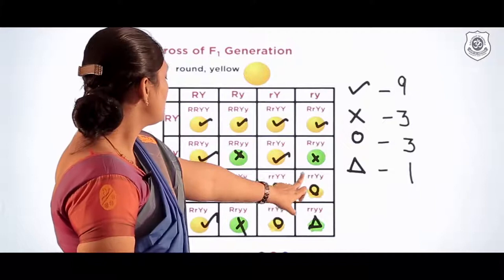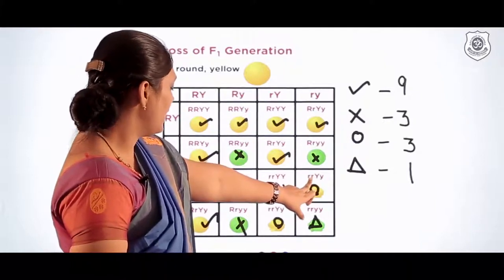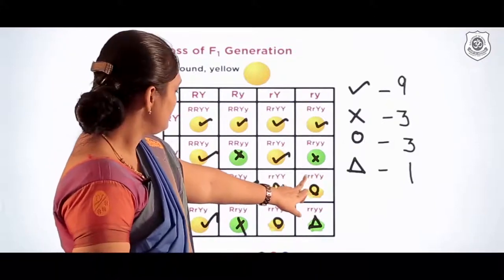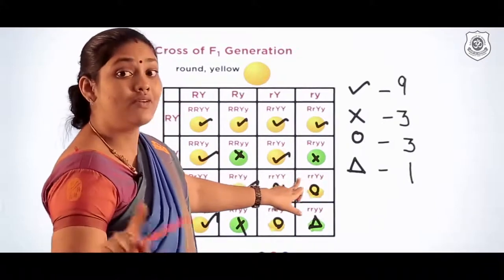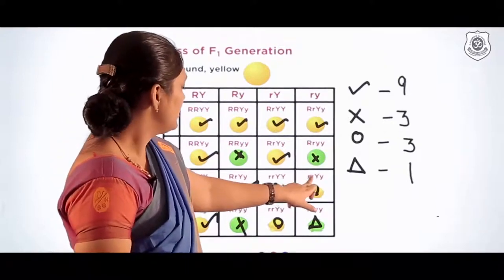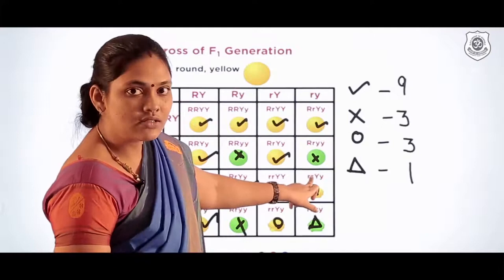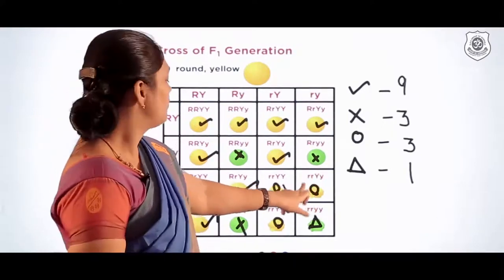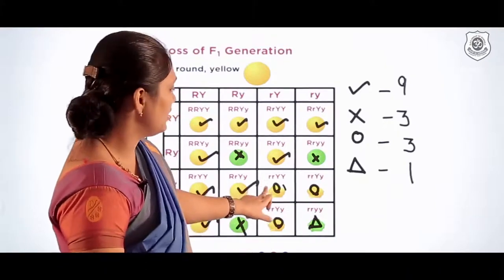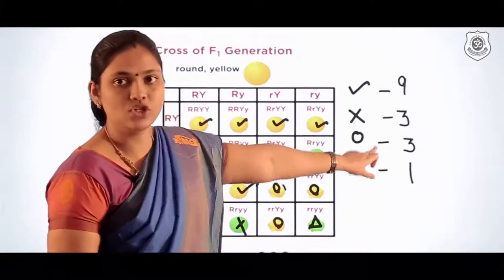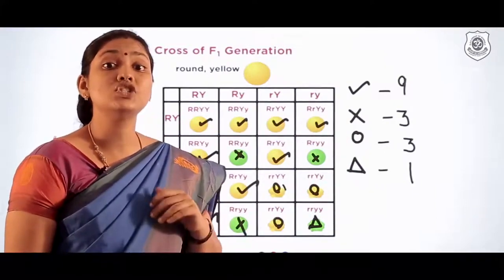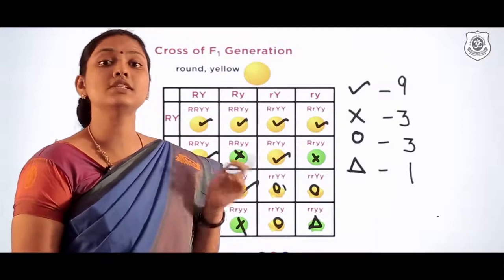Circle: small r, capital Y, small y. What is this, children? What could be the character or the phenotype out of it? Small r denotes the recessive shape, so it should be wrinkled. Capital Y denotes dominant color. Wrinkled yellow. This is wrinkled yellow, this is wrinkled yellow, this is also wrinkled yellow. So there are 3 circles which denote wrinkled yellow, the combination of recessive shape with dominant color.